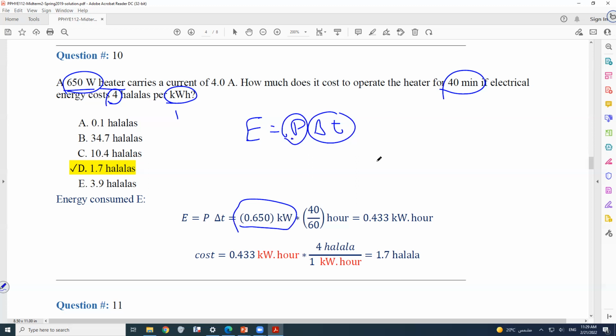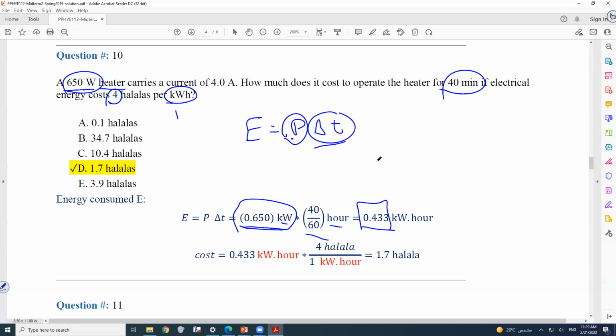So this power is 650, but I converted it into kilowatt. So it is 650 divided by 1000, which is 0.65. And time is in minutes. I have to convert it into hours. How do I convert the minutes into hours? Divide by 60. So this is kilowatt, this is hour. So I get this much, 0.433 kilowatt hours, that we will consume if I use that apparatus for 40 minutes.